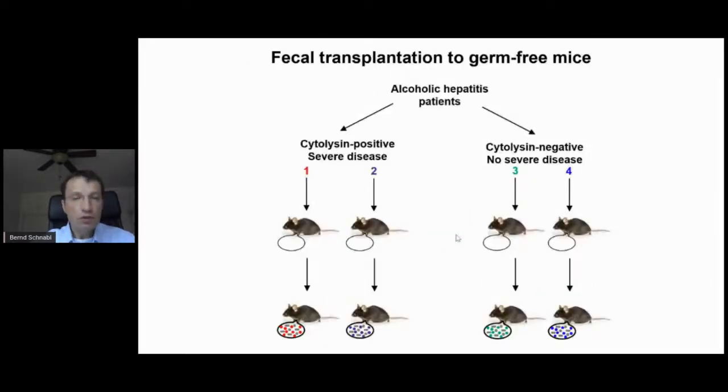So now we wanted to move back and compare, is this also true in our patients with alcoholic hepatitis? And now what we did is we used germ-free mice. So germ-free mice are completely devoid of any bacteria, of any fungi, and of any viruses. So they have no microbiome present. And then we colonized these germ-free mice with either stool from cytolysin-positive patients with alcoholic hepatitis, or with stool from cytolysin-negative alcoholic hepatitis patients. And then we fed these mice again chronically alcohol. And the results are shown in the next slide.